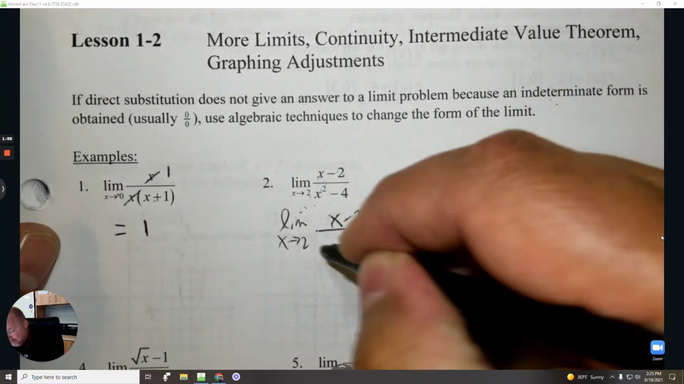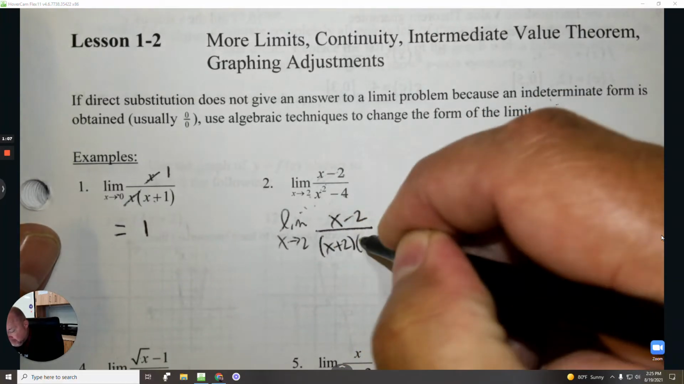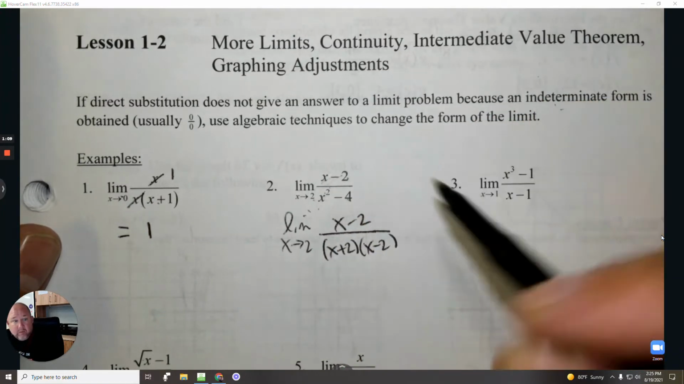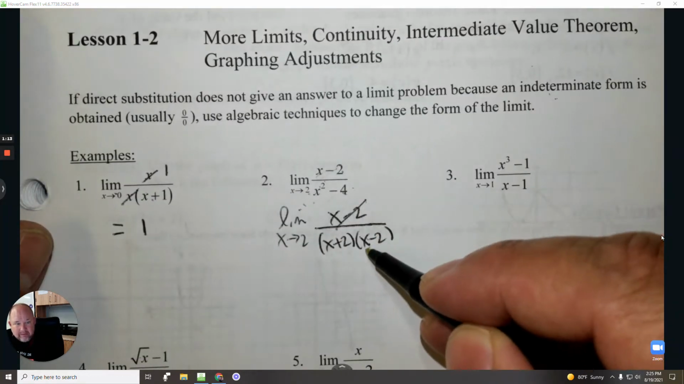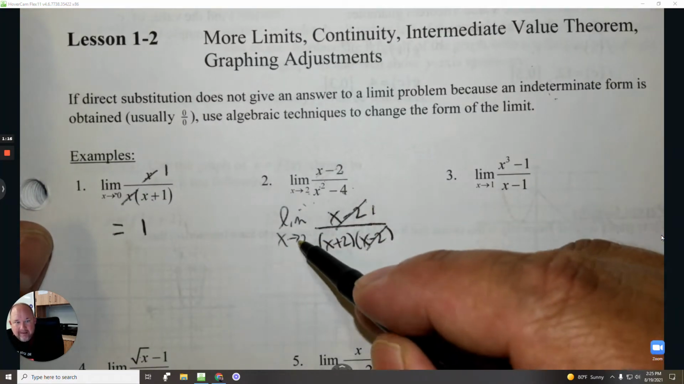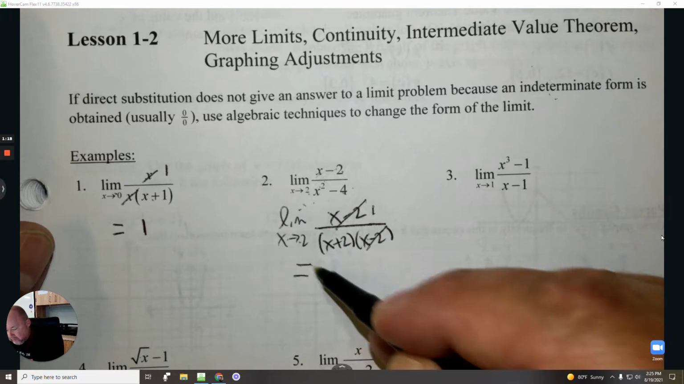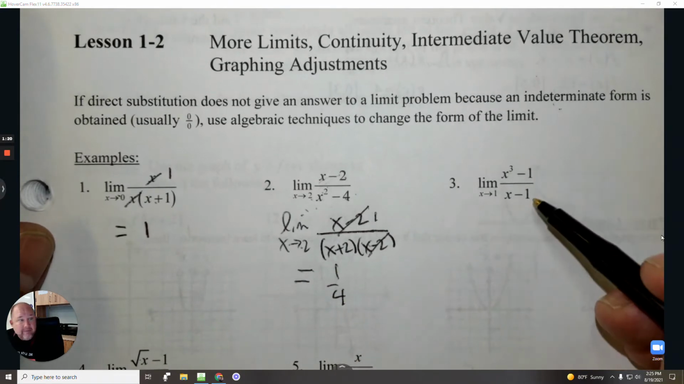So the denominator is called the difference of squares. So I can take the square root of x squared and the square root of 4. By doing that, I can remove the discontinuity, and then I re-substitute in. So plug 2 in and you get the answer 1/4.